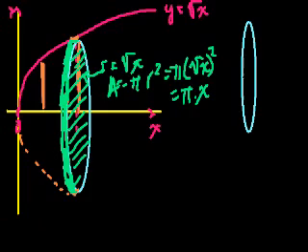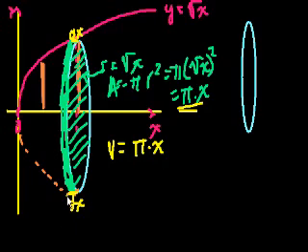Right? And we saw in the last video that depth is just a very small change in x, because we want each disk to be infinitesimally thin. So the width is just dx at any point. The width is dx. So the volume of each disk is equal to the area, which we just figured out was pi x, times the depth, dx. That's the volume of each disk.